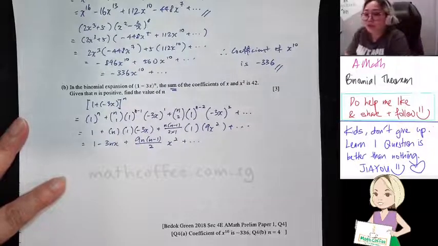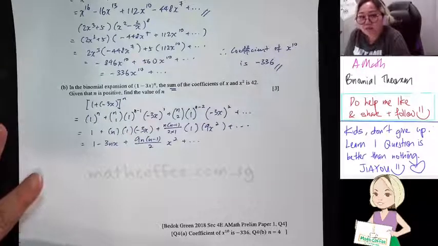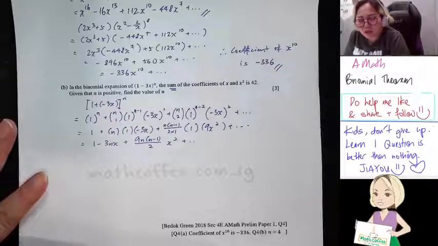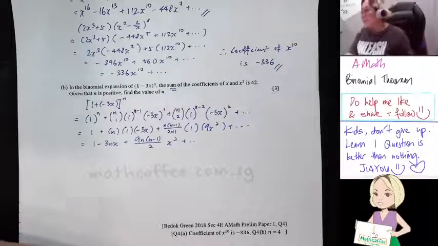n is not a fraction. n cannot be a fraction. Or maybe in other levels n is a fraction, but for us in our O Level syllabus, we learn the binomial expansion whereby n is an integer.